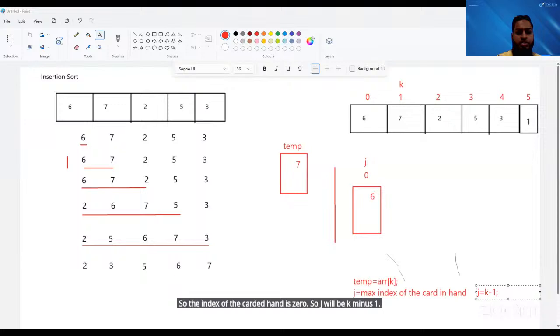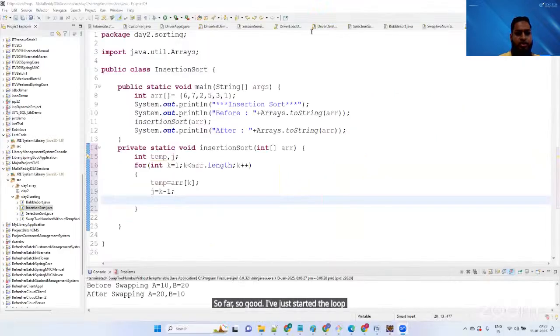I need to do this. Okay, so I'll take a temp and I'll take a J. And J will be K minus 1. So far, so good. I've just started the loop and J is K minus 1.